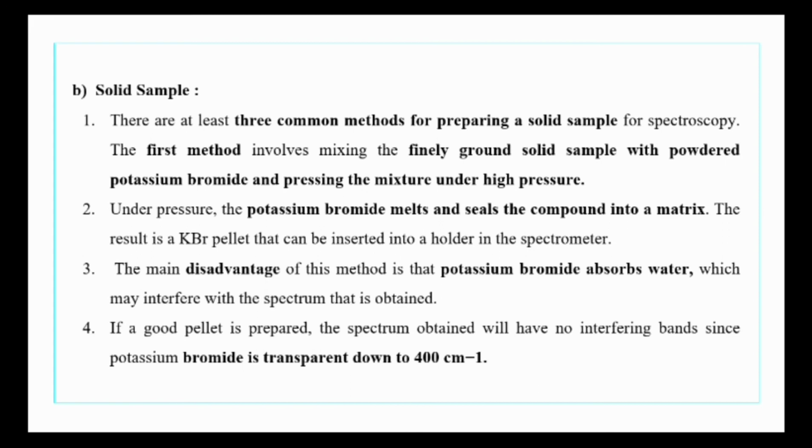The main disadvantage of this method is that potassium bromide is water absorbent, which may interfere with the spectrum. If a good pellet is prepared, the spectrum obtained will have no interfering bands because potassium bromide is transparent down to 400 cm inverse.